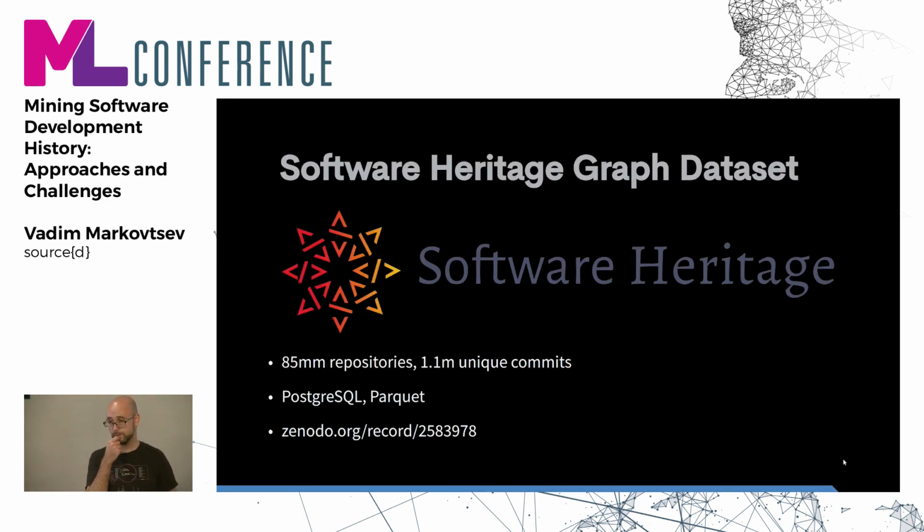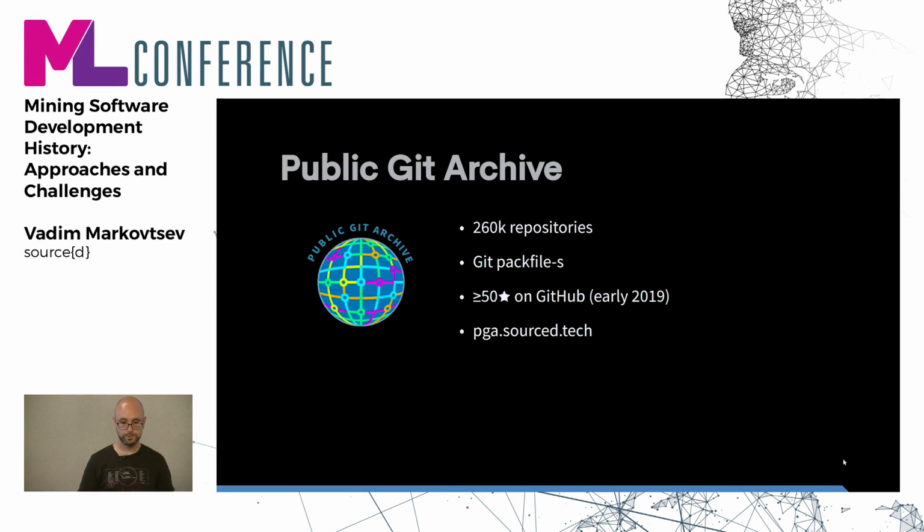Software Heritage provided this example of a data set, a graph data set, where they have everything but the source code. 85 million repositories with more than 1 billion commits from them, all in a very nice graph structure and also anonymized, obviously, in two formats, PostgreSQL and then Parquet. So you can download it. As far as I remember, it's several terabytes, and you can play with it. You can calculate PageRank or whatever you want. It's possible. The second data set is called Public Git Archive.